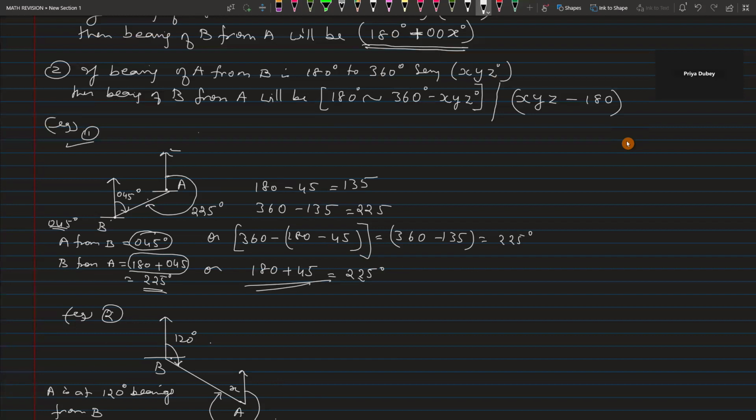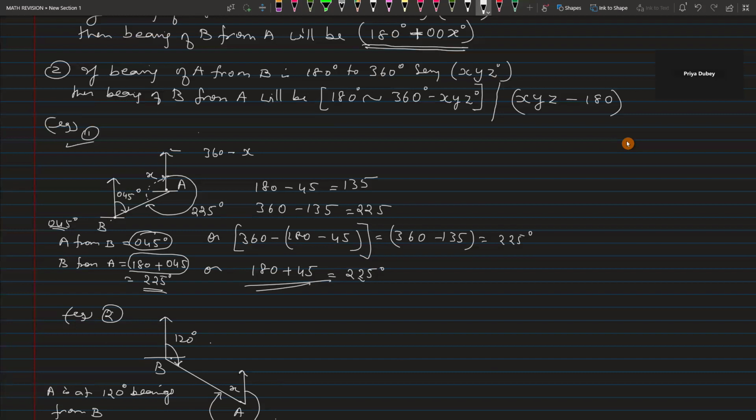Suppose this arrow goes and completes over here, then it will be 360, okay? So can you say that this bearing of B from A has to be 360 minus this dotted angle, right? And this dotted angle, let it be X. Suppose this is X, right?